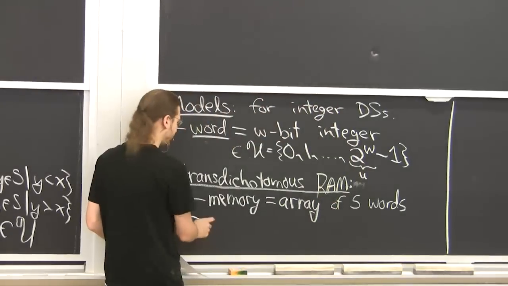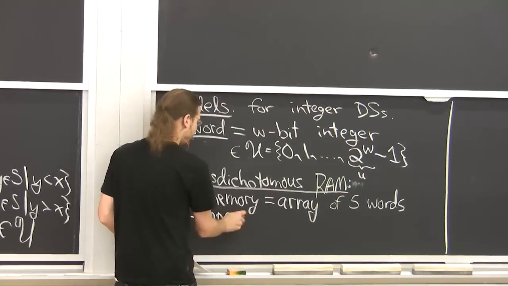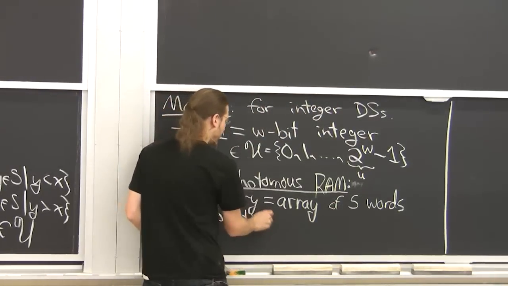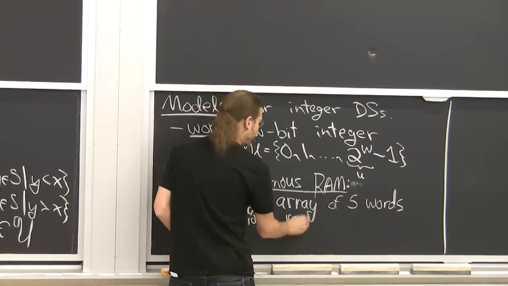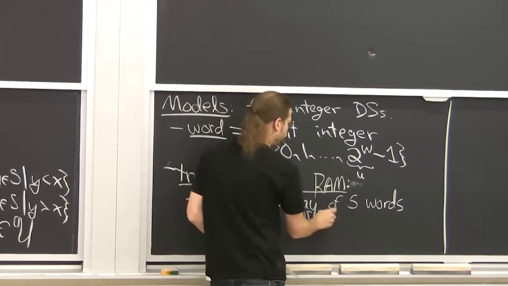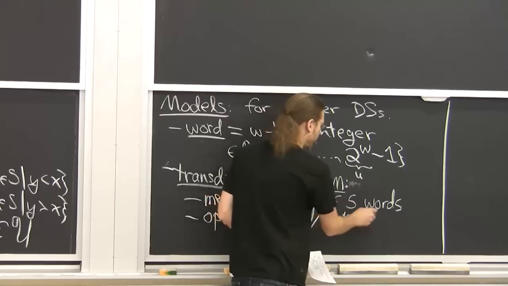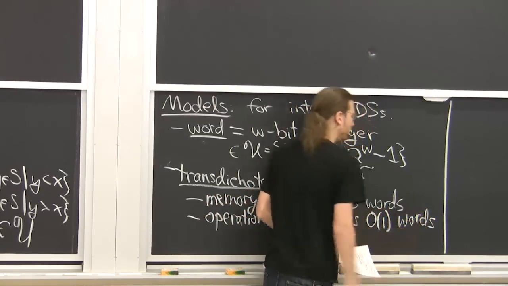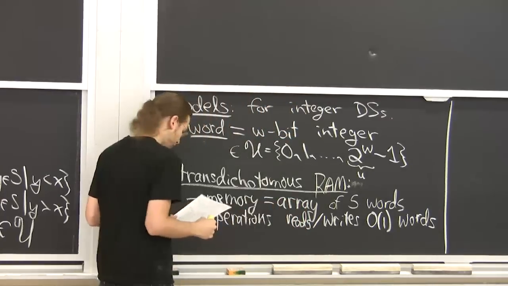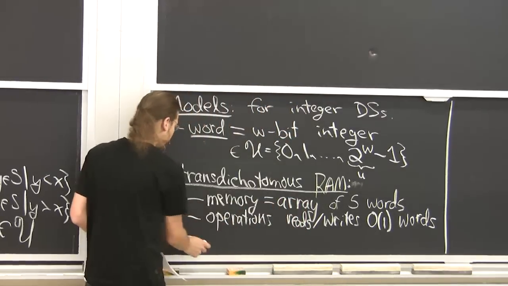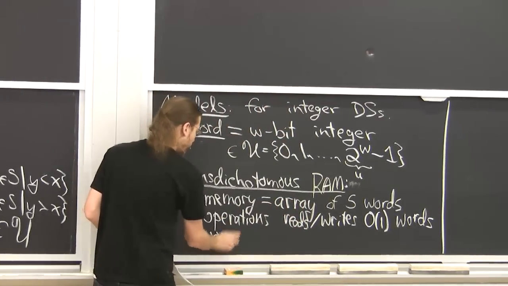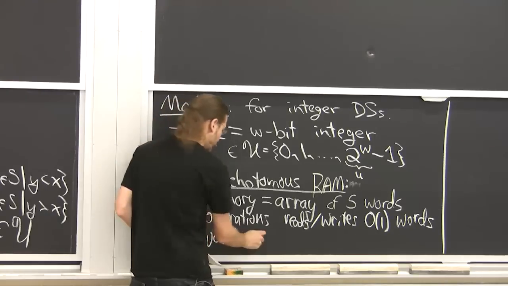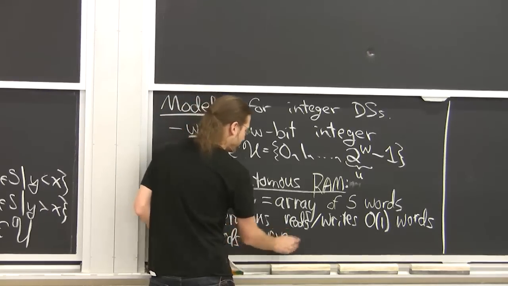In general, in a transdichotomous RAM, you can do any operation that reads and writes a constant number of words in memory. And in particular, you can do random access into that memory. But in particular, we use words to serve as pointers.